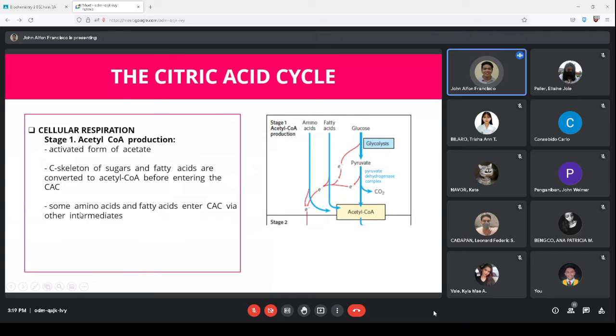Okay? So some amino acids and fatty acids enter CAC via other intermediates. There are other ways for other biomolecules to enter the citric acid cycle. We will not cover them at this moment because we are dealing with glucose only. In the next topics, we will have topics specifically for amino acids and fatty acids, so we will cover there how they also produce energy.